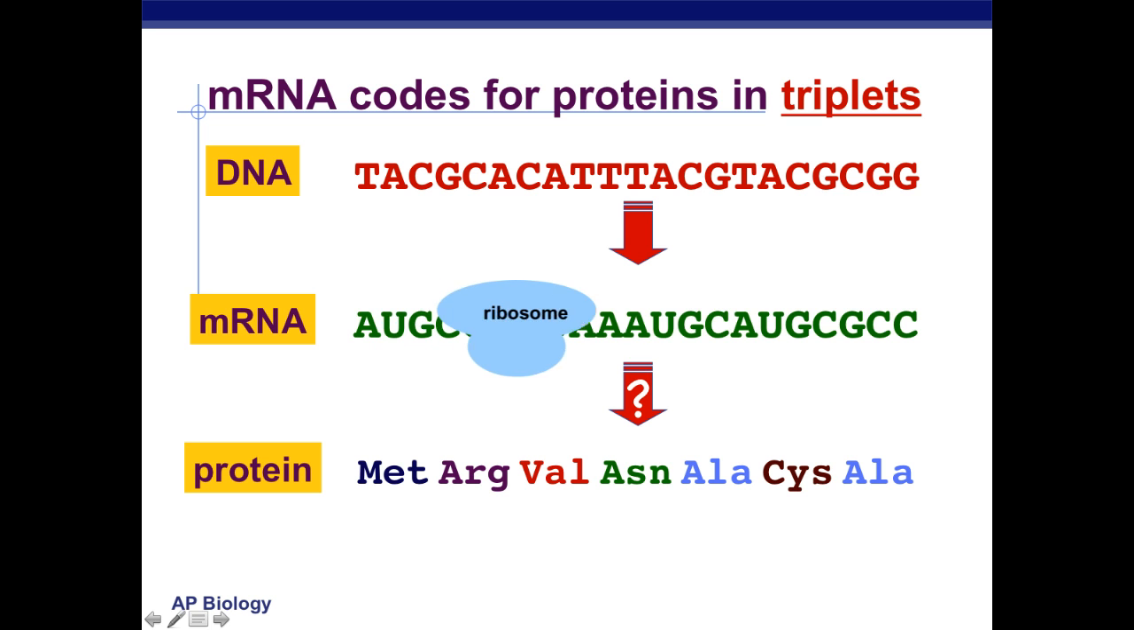So when the ribosome comes along, it'll read the first three letters and pull methionine. Look at the second three letters and pull arginine. Look at the next three, valine. Next three, asparagine. Next three, alanine. Next three, cysteine. And the next three, alanine.